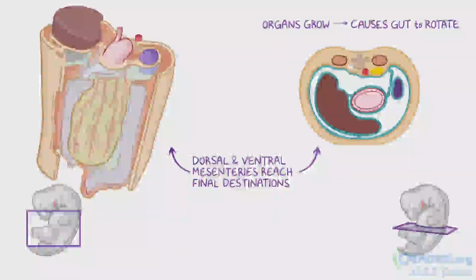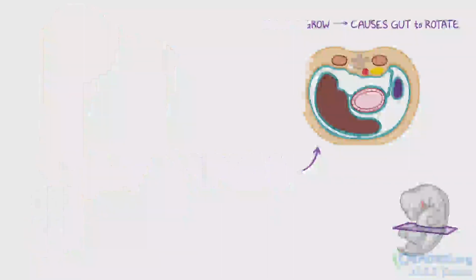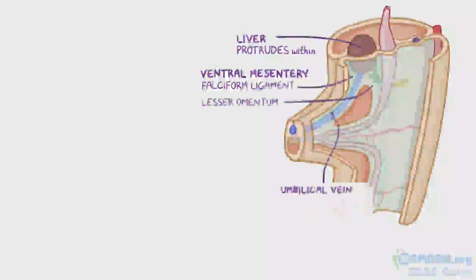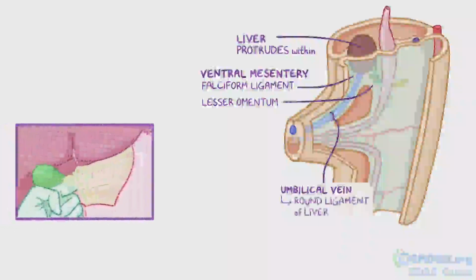Let's look at the ventral mesentery and how it forms. As the liver develops, it protrudes within the ventral mesentery and forms an anterior part, called the falciform ligament, and a posterior part, called the lesser omentum. Now, the free edge of the falciform ligament contains the umbilical vein, which closes off after birth and remains as the round ligament of the liver. The lesser omentum is actually made of two ligaments called the hepatoduodenal ligament and the hepatogastric ligament.